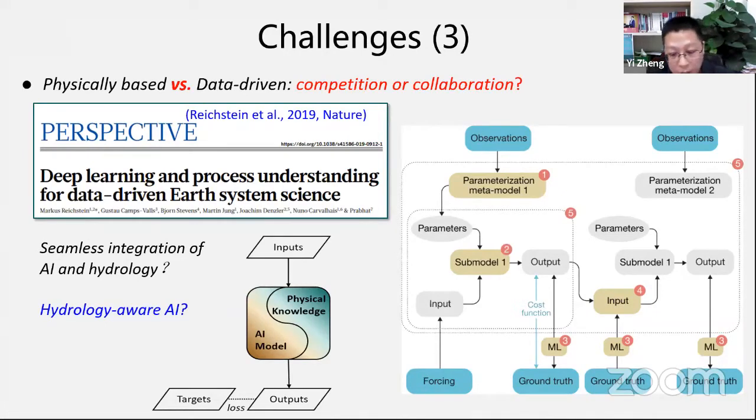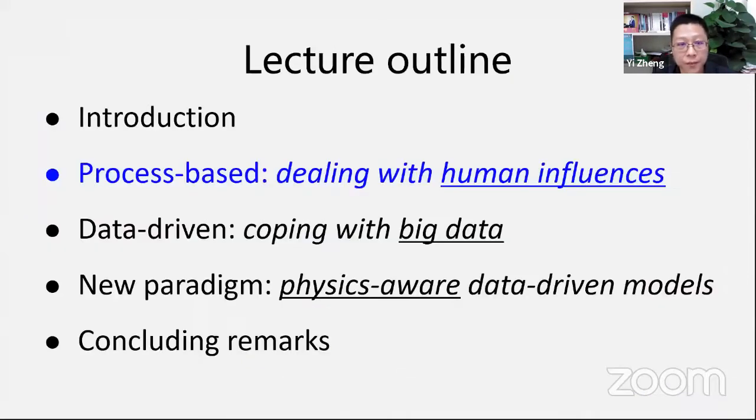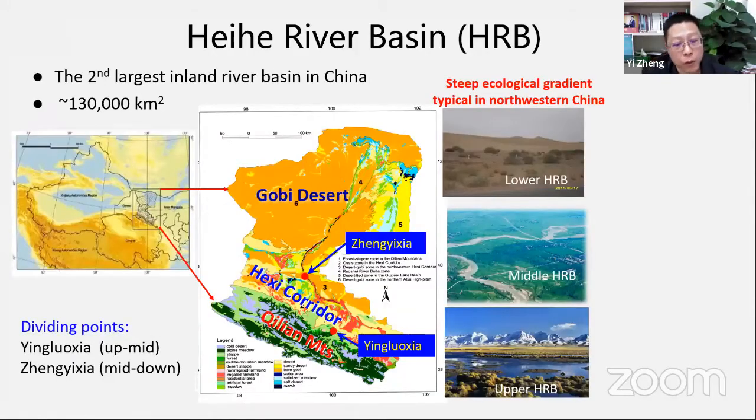In other words, can we have a hydrology-aware AI? That's a challenge to address. Now let's move to specific research cases. First is about process-based modeling dealing with human influences. So I will use the Heihe River Basin case to discuss this challenge. Here I will particularly talk about the physically based model.